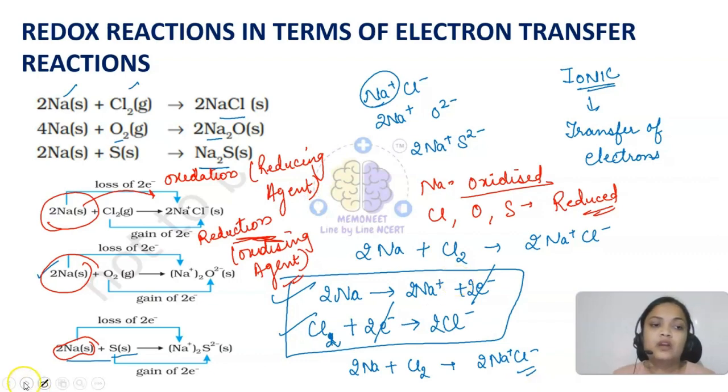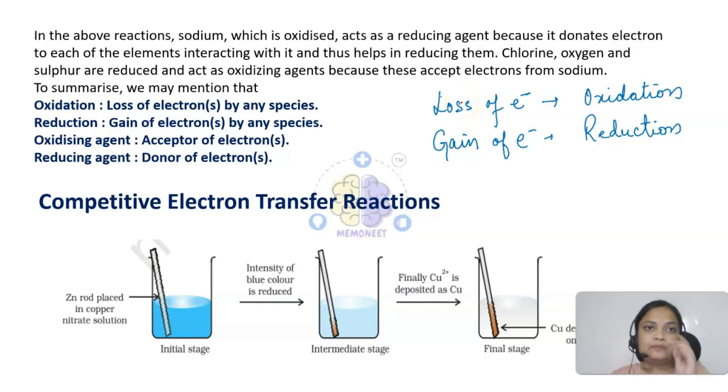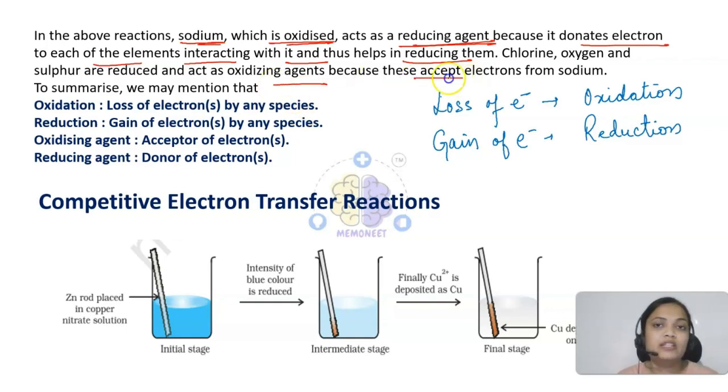Okay, so you need to understand that sodium, which is oxidized, acts as the reducing agent because it donates electrons to each element interacting with it and helps in reducing them. Chlorine, sulfur, oxygen are getting reduced and they are acting as oxidizing agents because they are accepting the electrons from sodium. So this is the most important table that you need to understand.